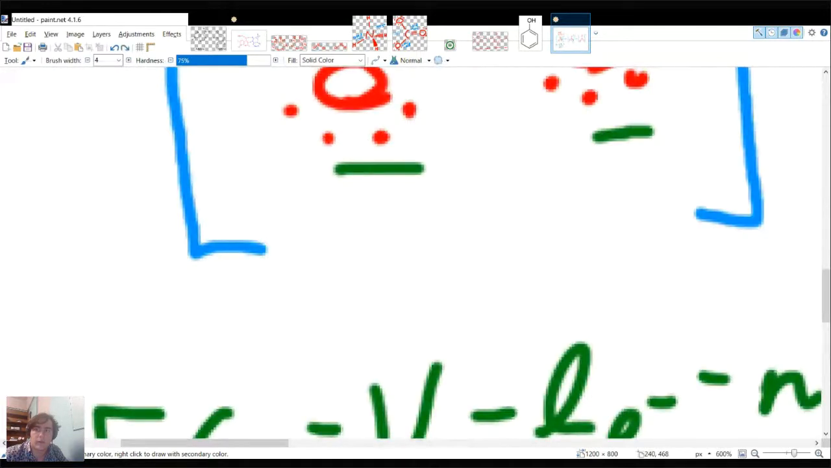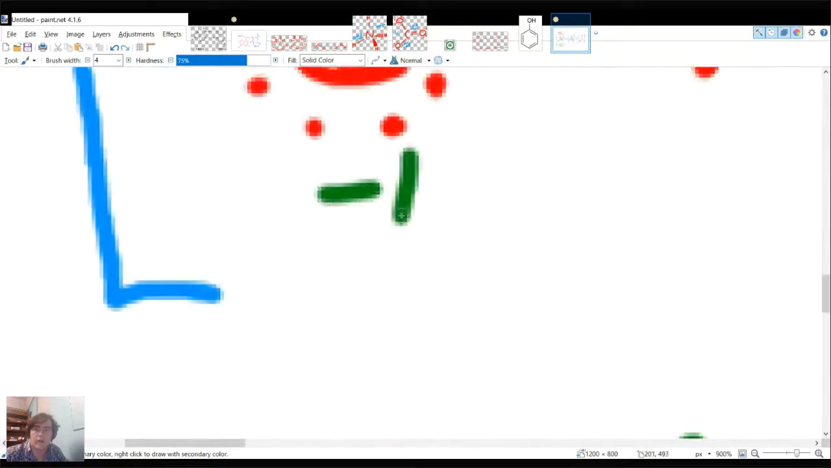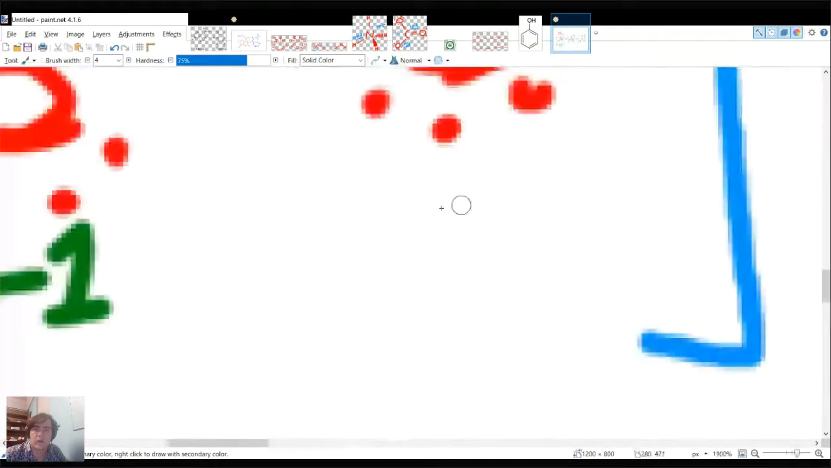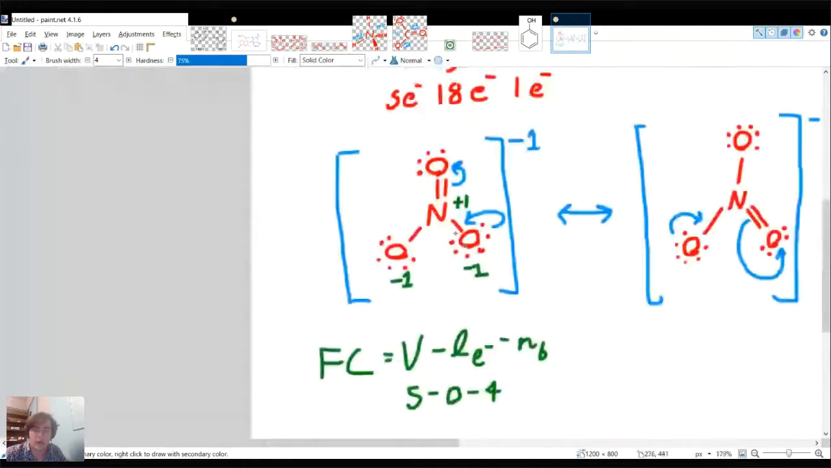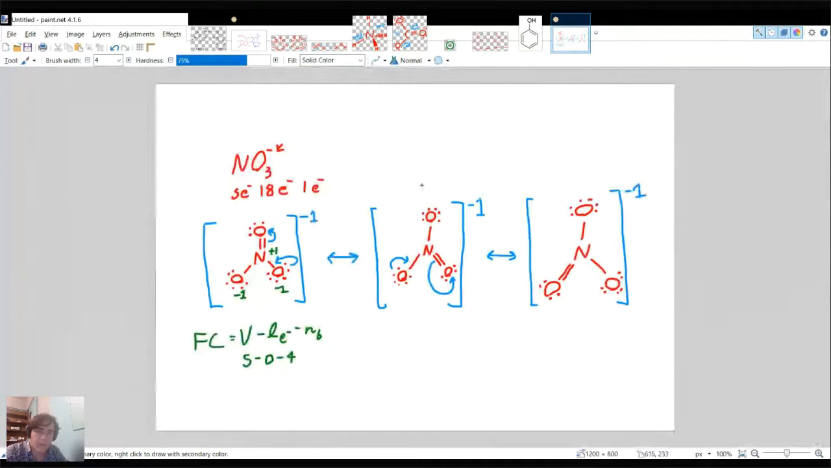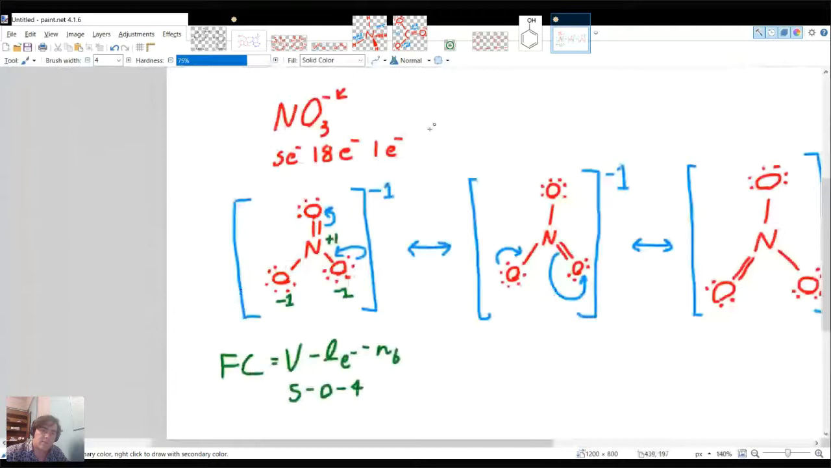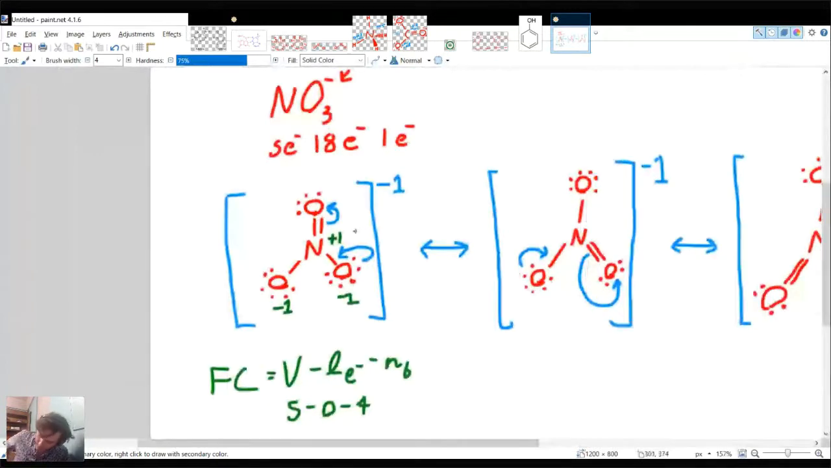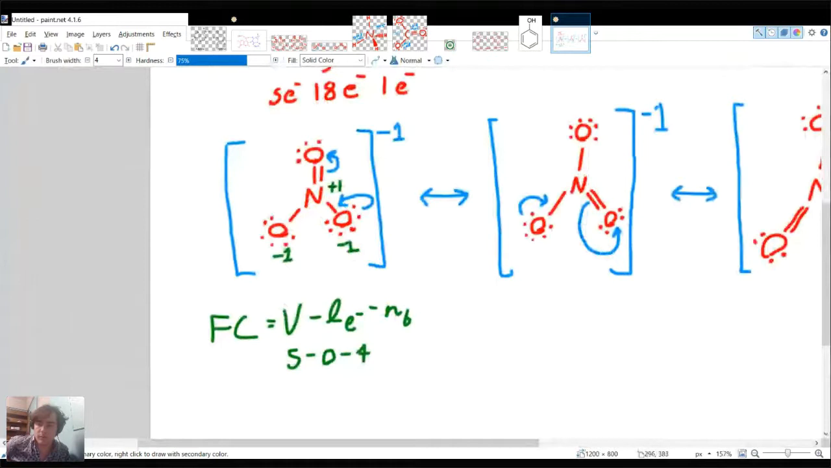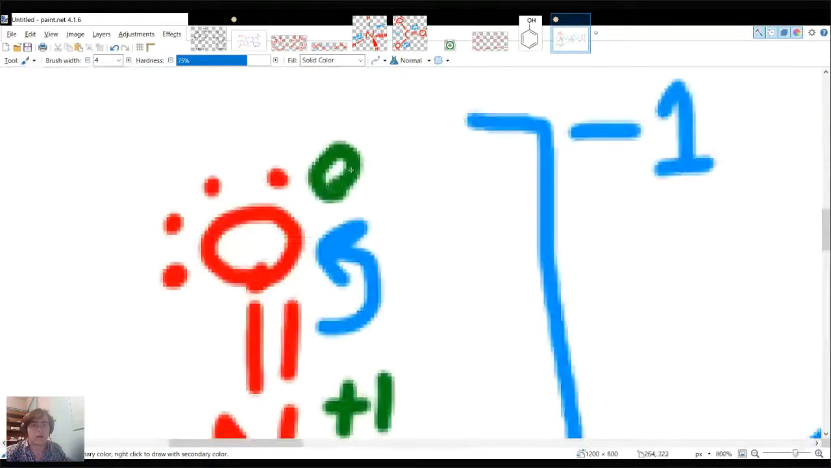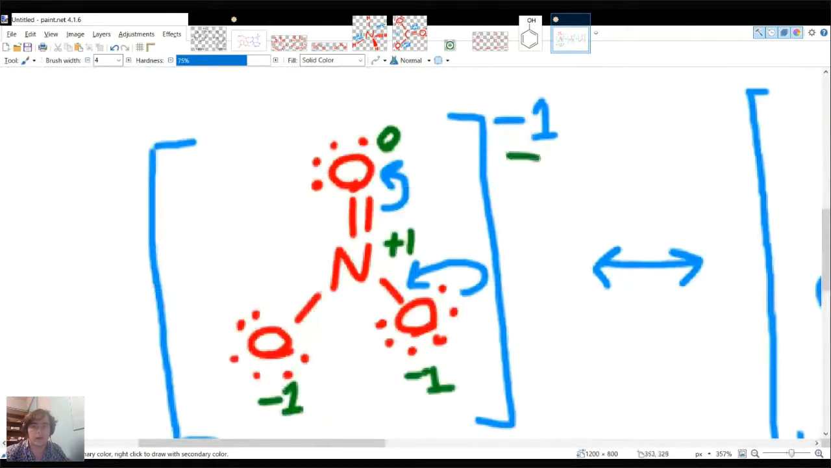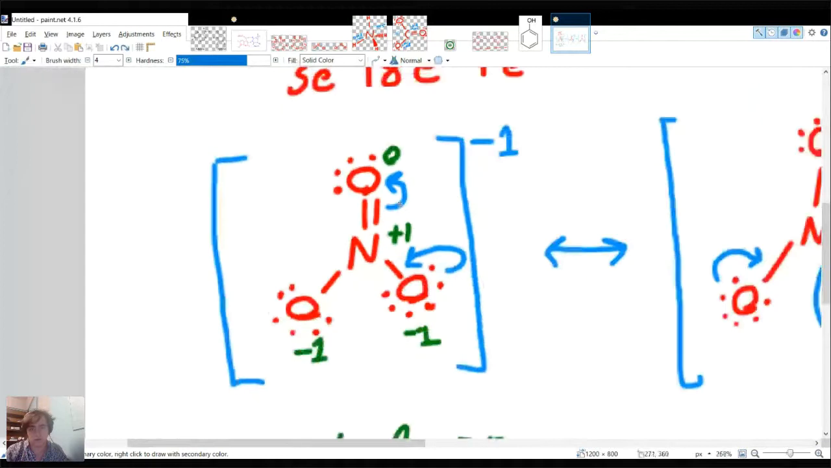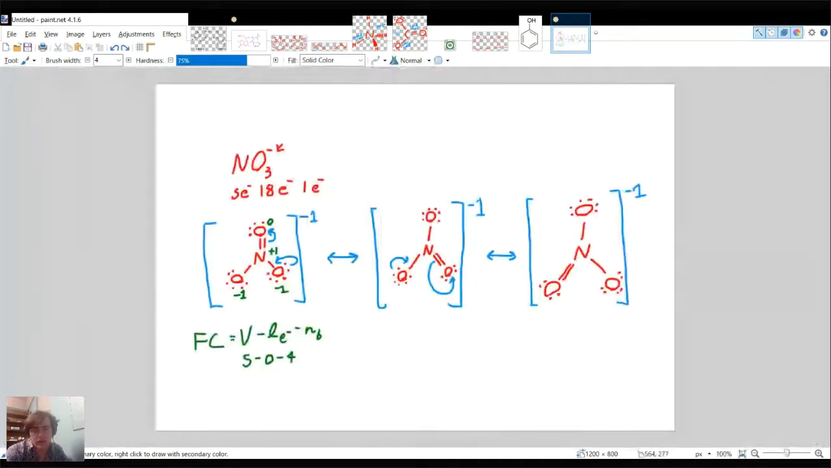So I'm going to go ahead and get these lines off because it's going to be a little confusing. So that is -1, and that is -1. And what's the formal charge of the top oxygen? Yeah, there's no formal charge on the top oxygen. So these formal charges all add up to the total charge of the ion. You guys all see that?